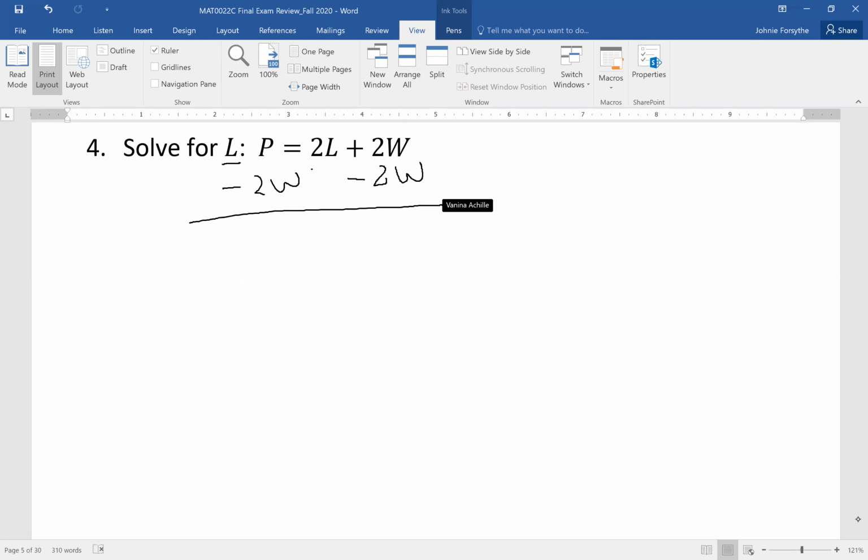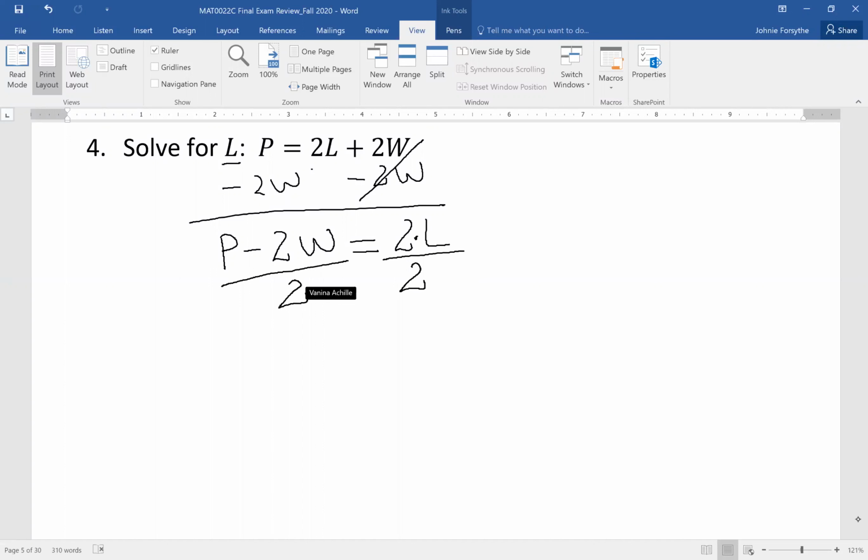Now, I cannot say this is 2pw because these two are not like terms, but I can just simply bring them down together as such. So p minus 2w equals 2l. These two cancel. I want the L by itself. This is being multiplied over here, so I'm just going to go ahead and divide each side by 2. So this cancels. And to make it a little bit more conventional, I'm just going to flip the L to this left side.